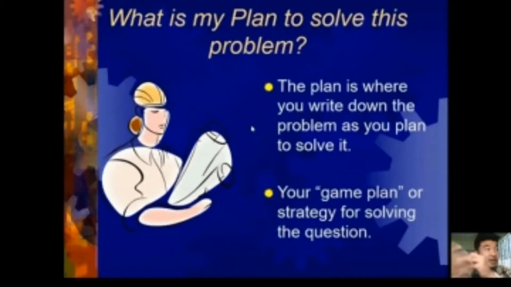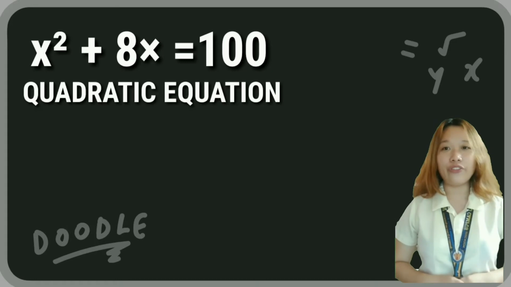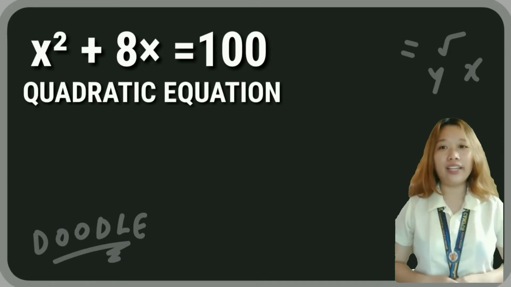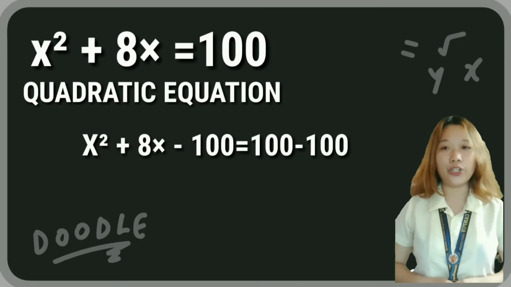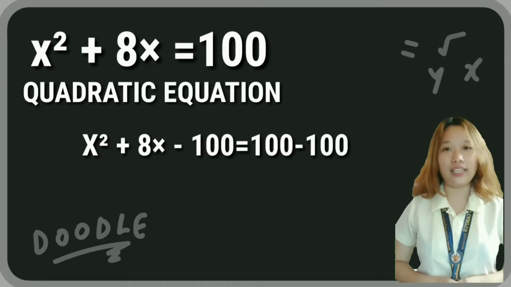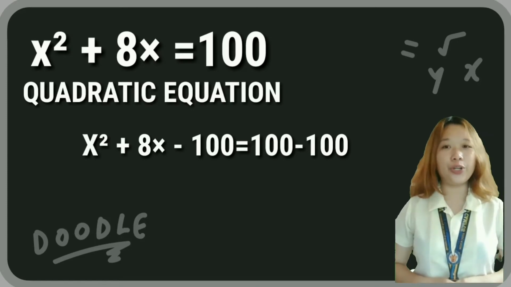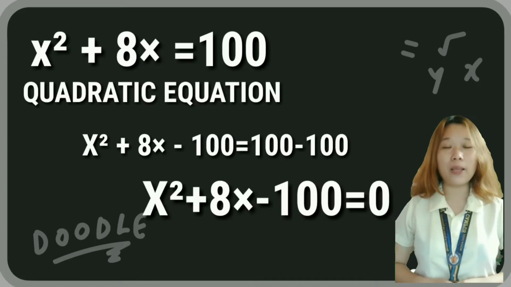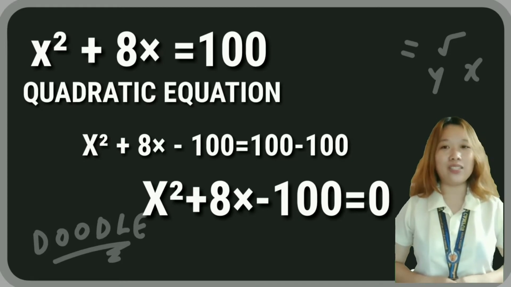The plan is where you write down the problem as you plan to solve it, your game plan or strategy for solving the question. Since the highest exponent of the variable x is 2, now let's write it in standard form by applying the subtraction property of equality. The resulting equation is x squared plus 8x minus 100 is equal to 0.